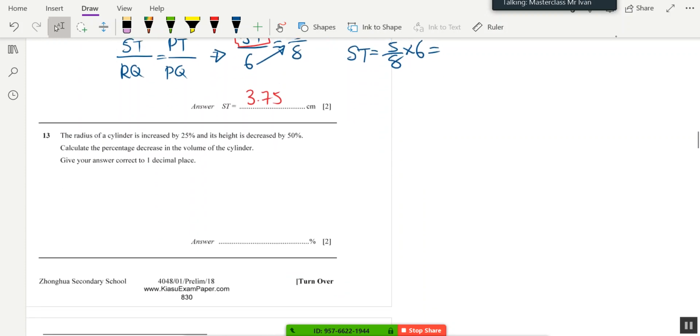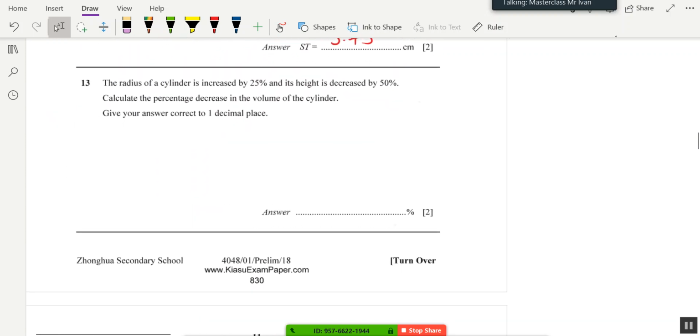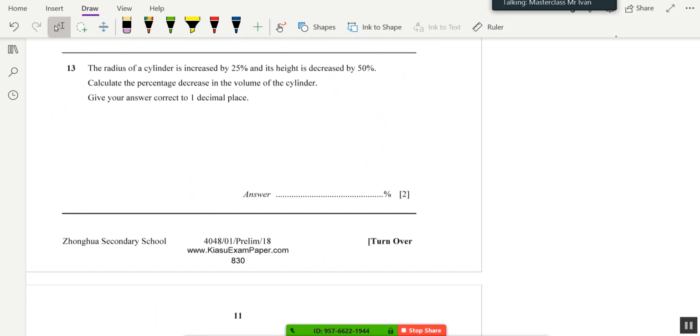Okay, number 13 is a super technical question, which a lot of normal students will not remember how to do. So please learn this and apply this when necessary. All right. The radius of a cylinder increased by 25% and the height decreased by 50%. Calculate the percentage decrease, okay? So normally, what is the volume of a cylinder? Formula for volume of cylinder. Volume of cylinder is not given. Pi R.